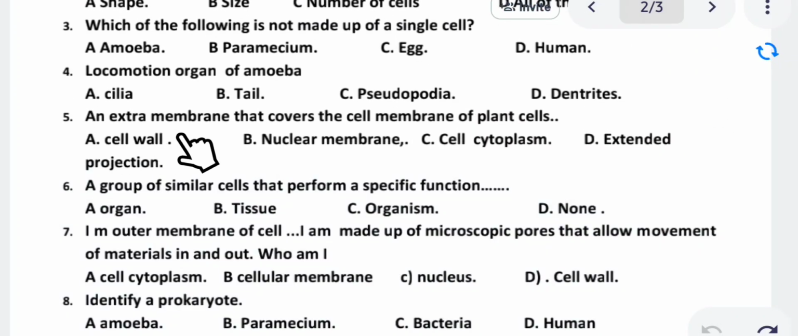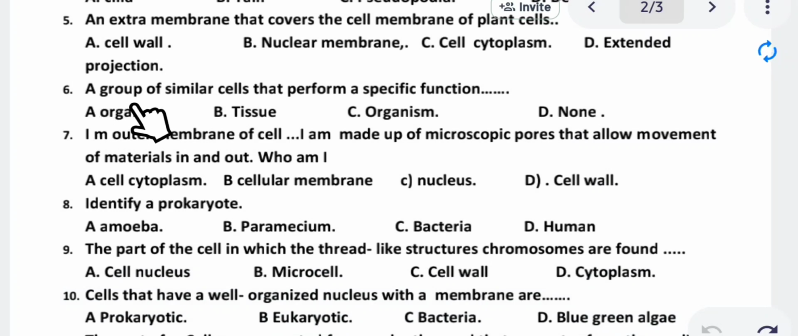Fifth question. An extra membrane that covers the cell membrane of the plant cell. Options are cell wall, nuclear membrane, cell cytoplasm, extended projections. Cell wall is present, whereas nuclear membrane is present at the center. Cell cytoplasm is a liquid gel-like structure. Extended projections are not present in the cell. Hence the answer is cell wall.